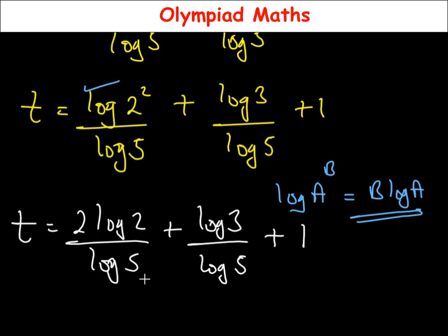At this junction, to get the answer for the value of t, you can press in your calculator 2 log 2 over log 5 plus log 3 over log 5 plus 1.